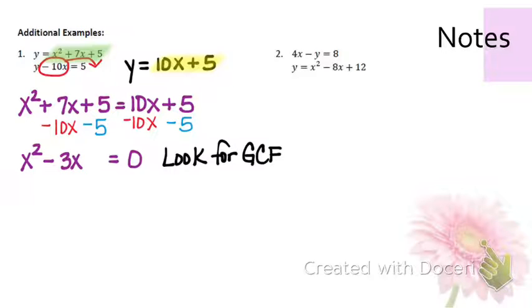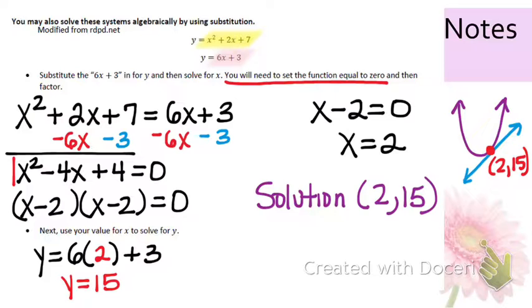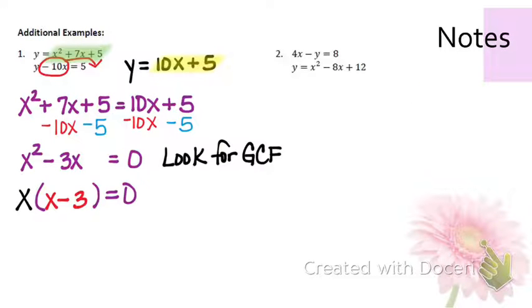1x, or just x. So I'm going to take out the x. And when I take out the x, I'm left with an x minus 3. So unlike the previous one where we had the same factor, x minus 2 and x minus 2, this time we have two different factors. So this is my first factor. So take that first factor, set that equal to 0. So x equals 0.